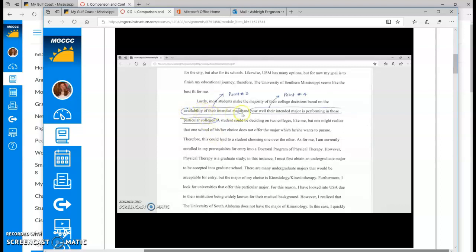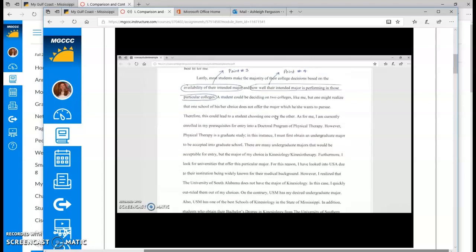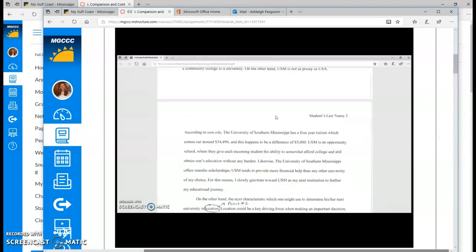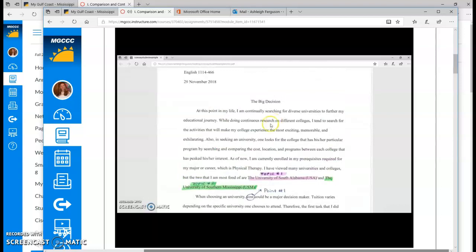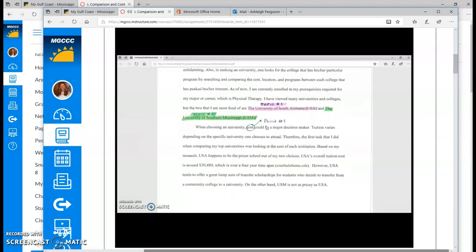He discusses the availability of his majors at those universities, and also how those colleges really have a degree program that performs in relationship to the other, like which one's better as far as their ranking. Now, his particular essay does use a structure that is called point by point, and we're going to be talking about your different structural options. But I want you to read through this as an example, and you're going to notice very quickly that he's consistent. He discusses the University of South Alabama first in every paragraph.